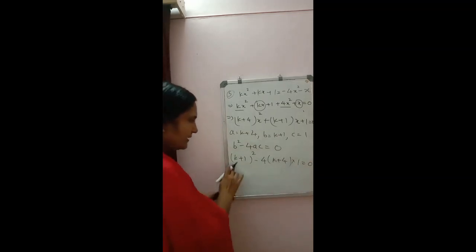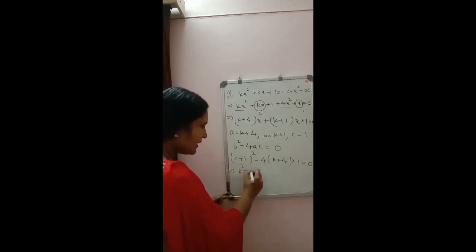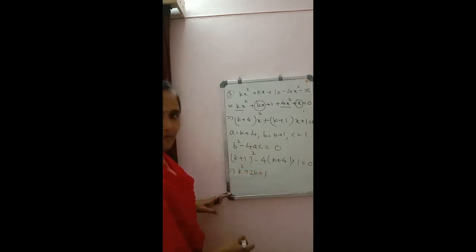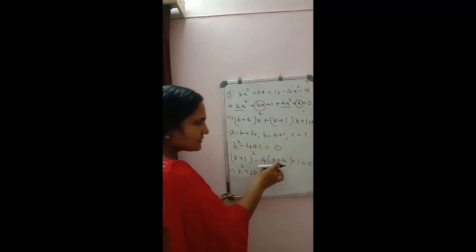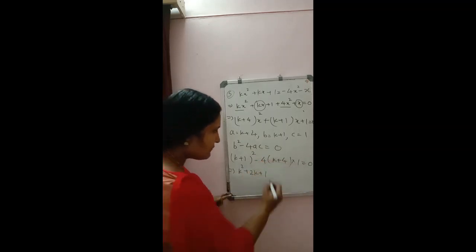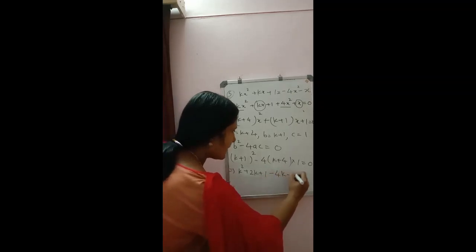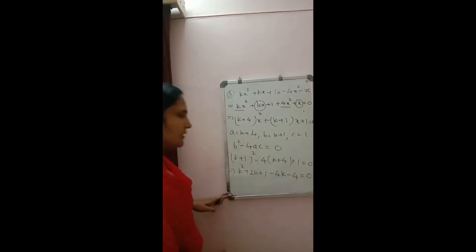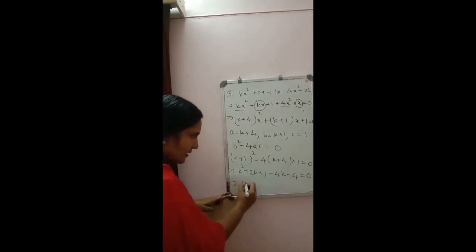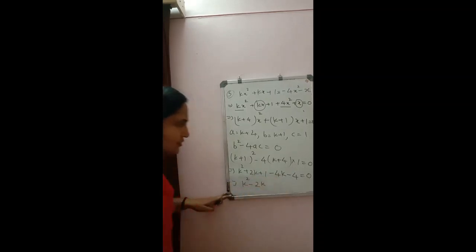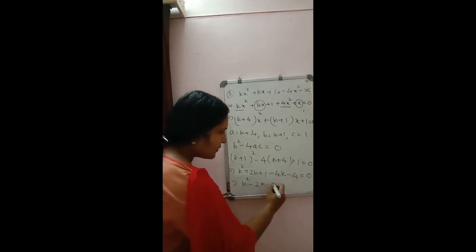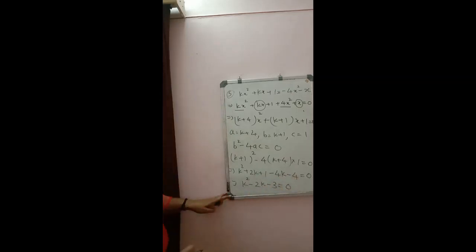Now we will simplify it. K plus 1, whole square. Use the identity. So it will be k square plus 2k plus 1. 4 into 1 will be equal to 4. Now minus 4 is multiplied by k plus 4. Then we will get minus 4k minus 4 is equal to 0. So k square, 2k minus 4k will be equal to minus 2k. 1 minus 4 is equal to minus 3 is equal to 0. So again we are getting a quadratic equation.